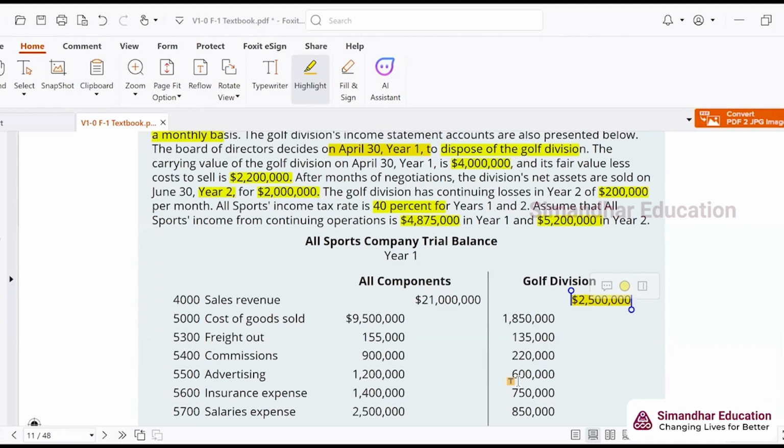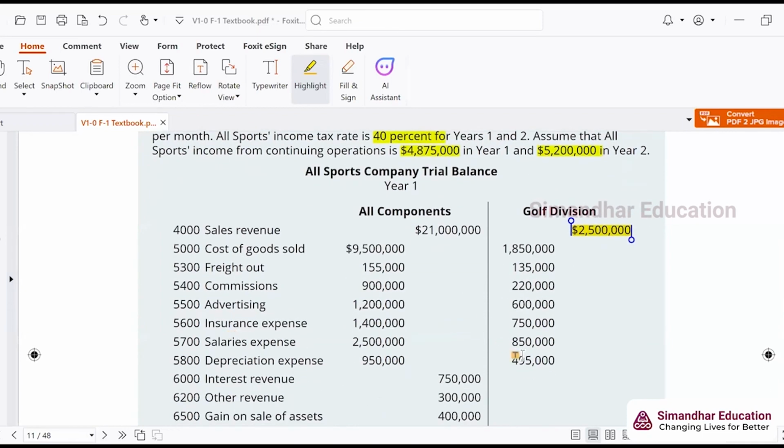Sir, June to September depreciation is not considered? It is considered. I'm telling you, anything related to discontinued operation. See here, you see this? Depreciation expense 495,000. This is for the full year or till the date of classification. That is considered as a part of discontinued operation.